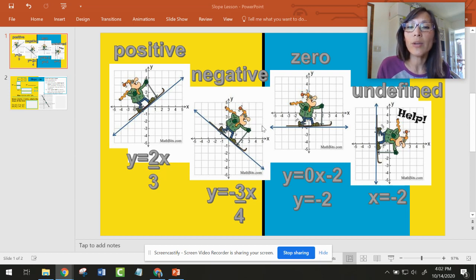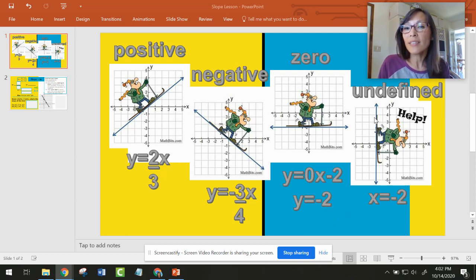Sometimes you're going to have an equation where the line is completely flat, and we call that a zero slope, and the coefficient of x is zero. Well, if you multiply zero with x, that means that x isn't even there. And so that's why the equation ends up being y is equal to -2.